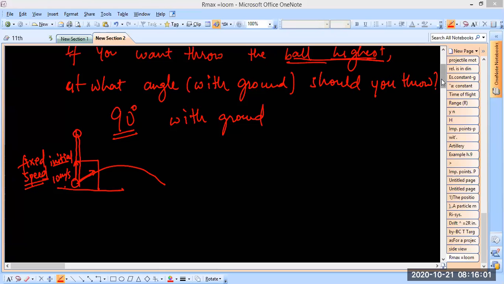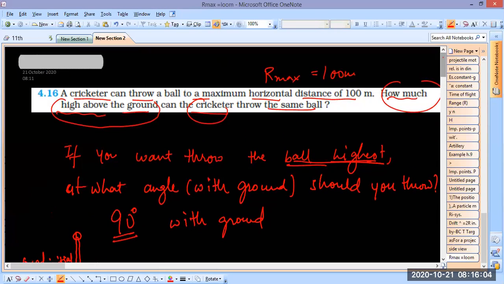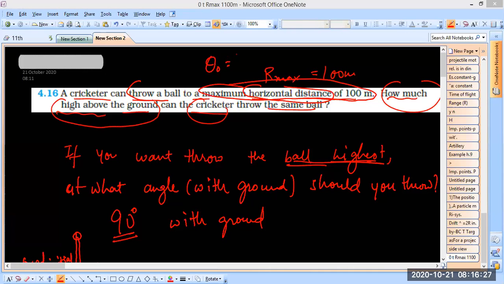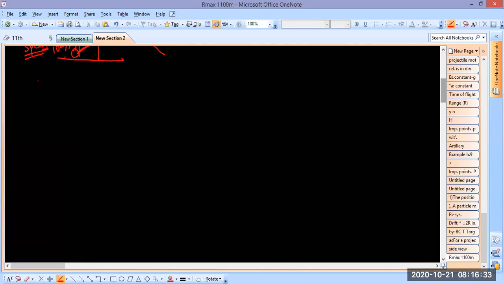One more thing. I hope this is very clear. Now look at the question again. It says that the cricketer can throw a ball to a maximum horizontal range of 100 meters. So if you want to throw the ball to maximum range or maximum horizontal distance, what should be the angle? 45. Very good. So you should understand, everyone, that this question is actually talking about two different cases. Case 1, where the ball is thrown at an angle of 45 degrees and we get maximum range equal to 100.